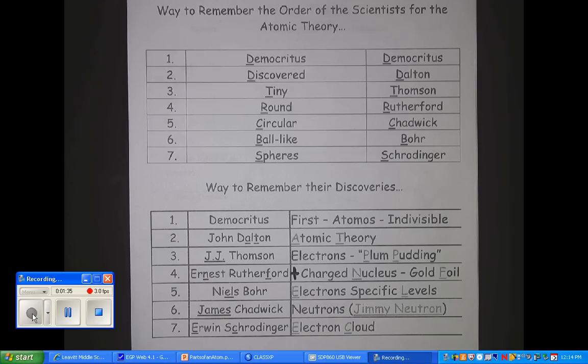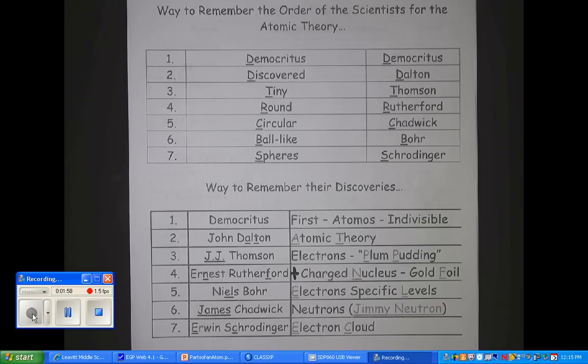All right. So then you have John Dalton. He took the atom even further. He's the first modern scientist to develop the atomic theory even more. He's the guy with the solid sphere that's indestructible, indivisible. He did a lot more with his ideas than Democritus.